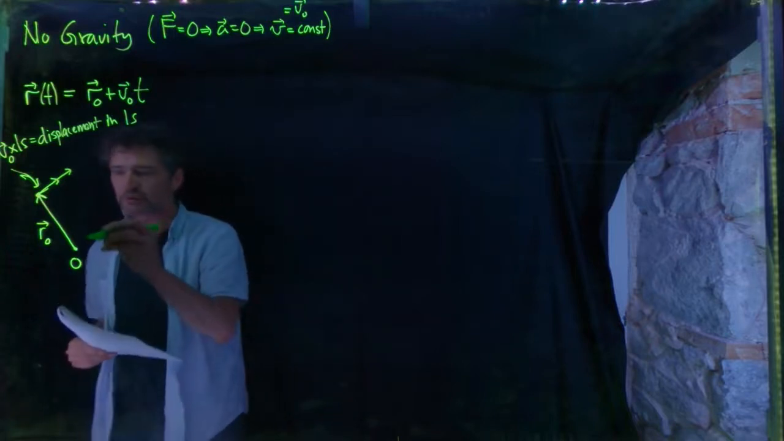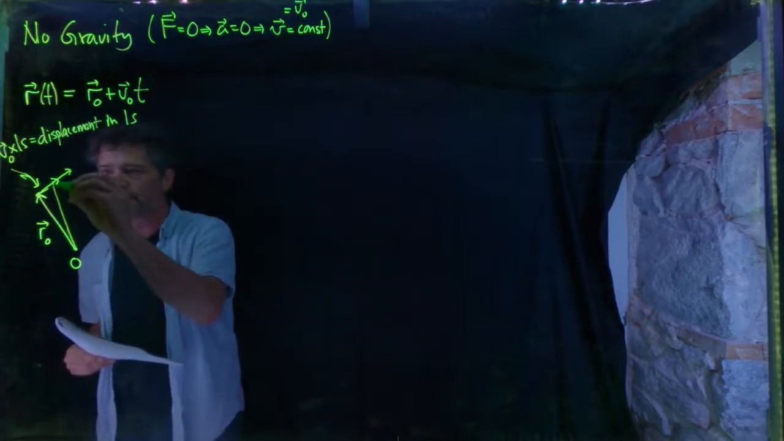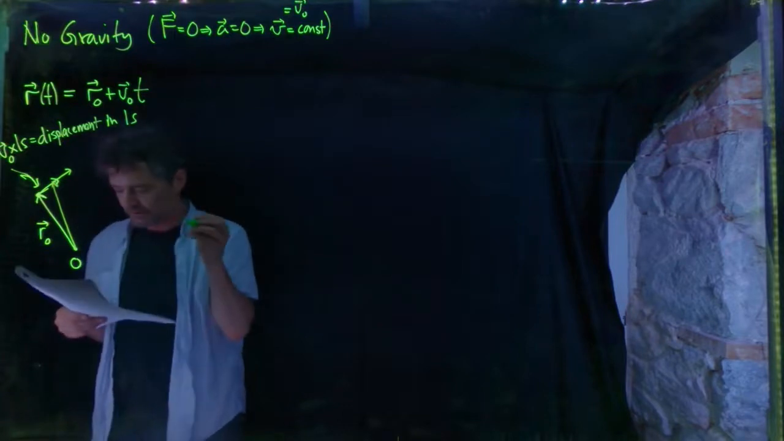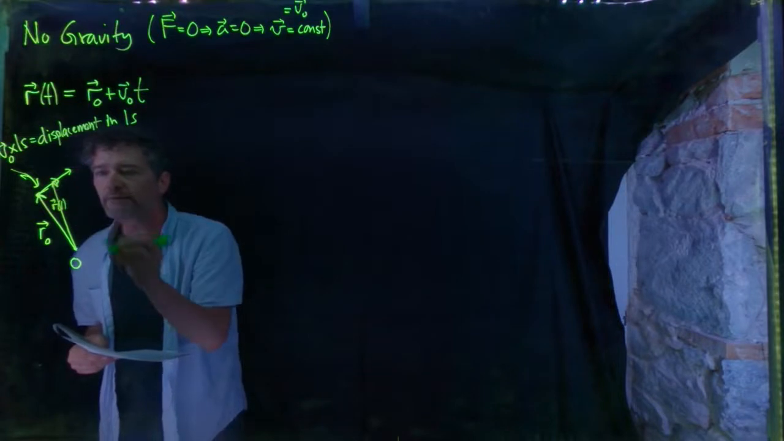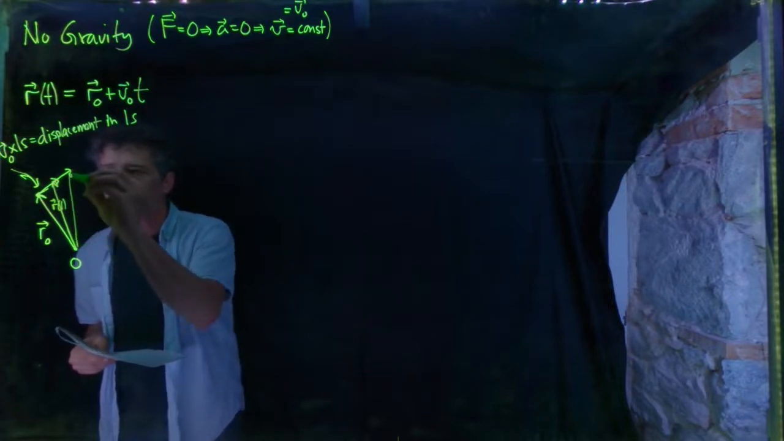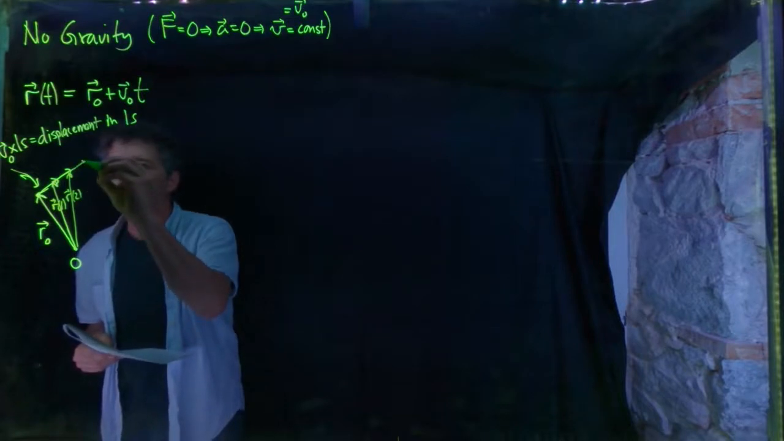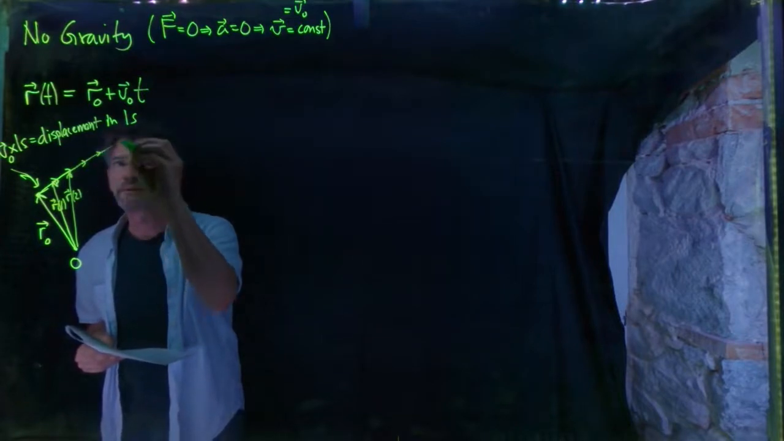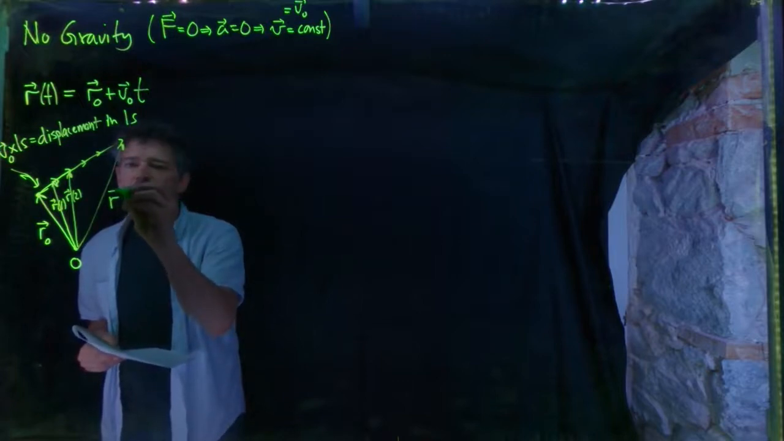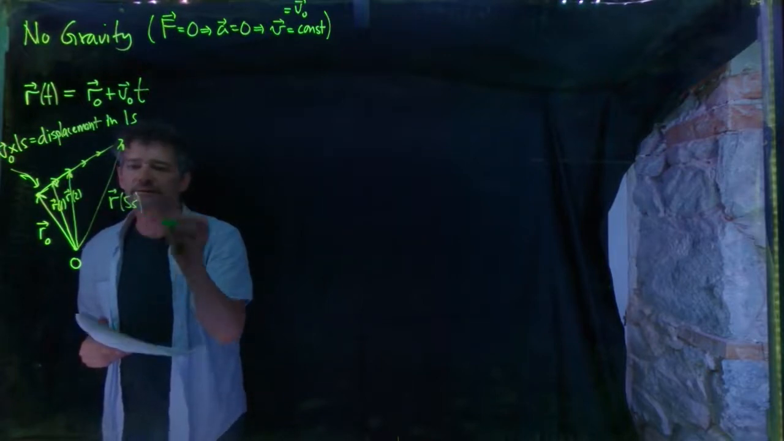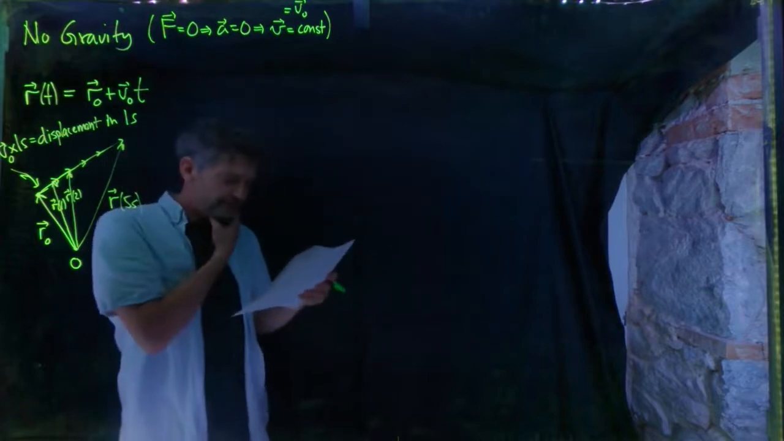So let's just sort of write this out. This diagram is going to get messy. So this is the position at 1 second. Then this is the position at 2 seconds, and this is the position at 3 seconds, at 4 seconds, at 5 seconds, and so on. So this is the position at t is equal to 5 seconds. So we have that.